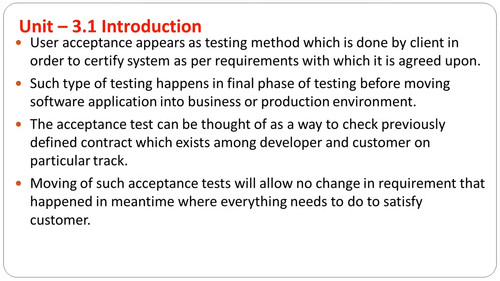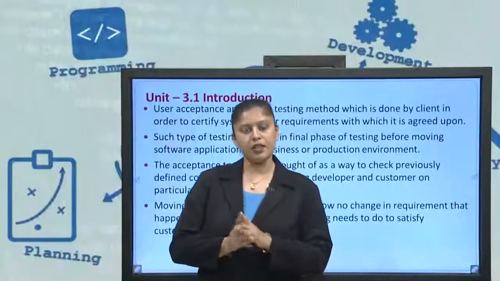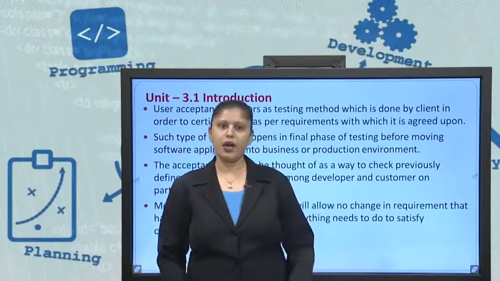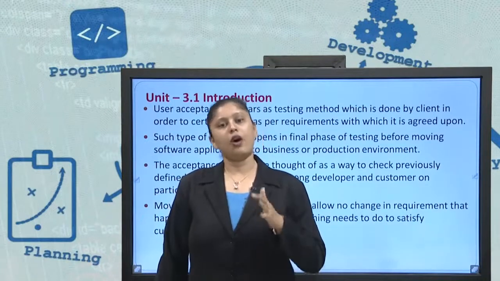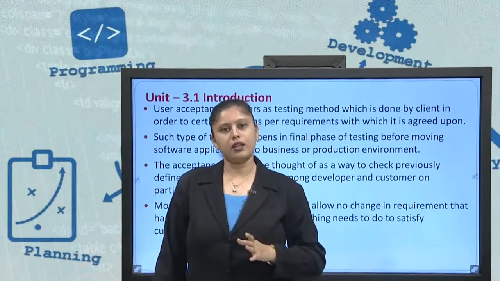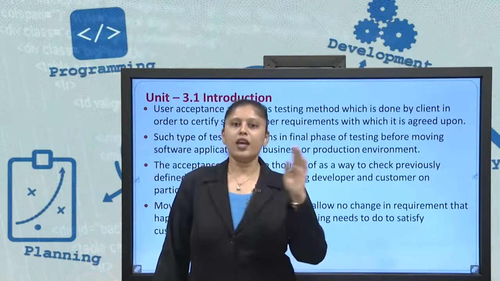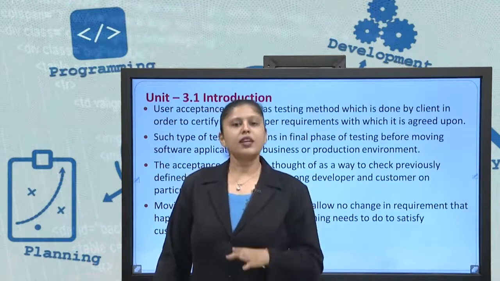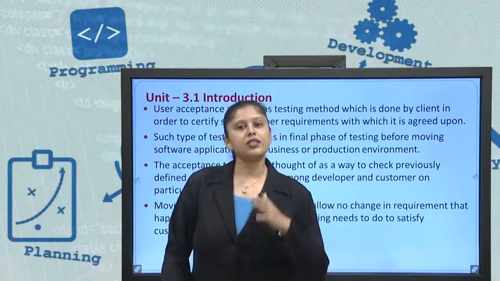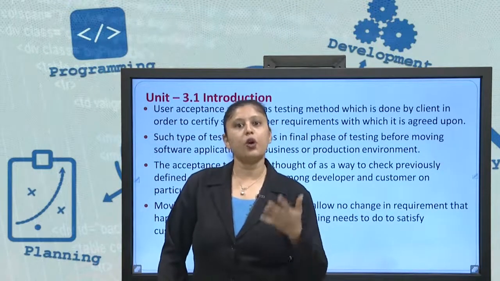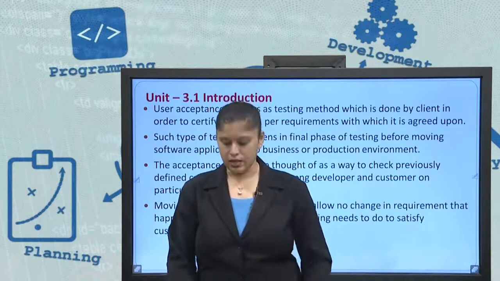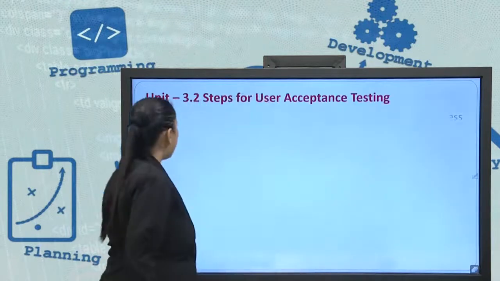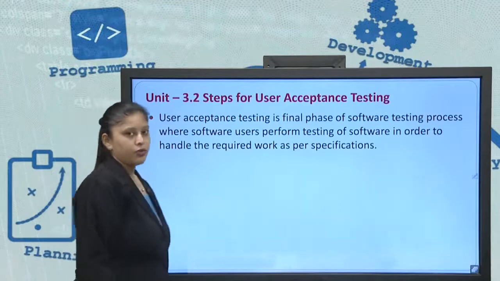Now everything here is only to satisfy our customer. Whatsoever my customer would have levied, that I want such requirements, if we fulfill all those requirements of the customer, then it is said that we are satisfying our customers. So user acceptance testing basically satisfies our customer with their own needs. Whatever they wanted, we have given them the actual thing. This is 3.2 of course.